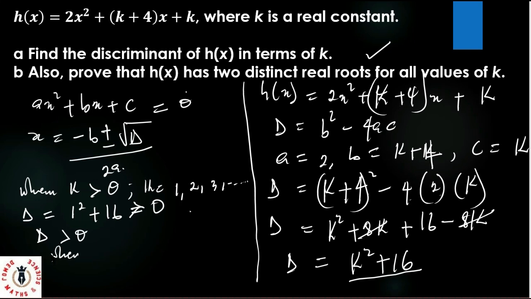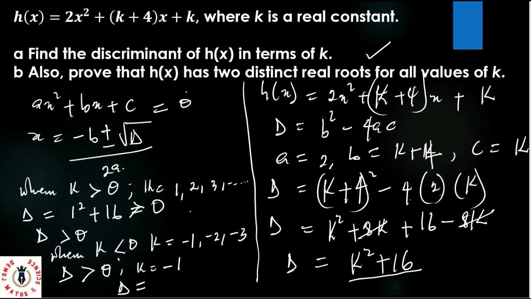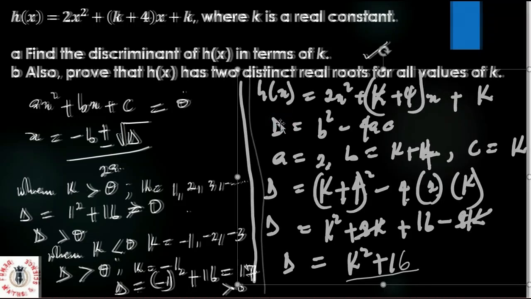Now, when k is less than 0, that is, when k is probably minus 1, minus 2, minus 3, my d again will always be greater than 0. Because if k is equal to minus 1, as an example, my d will be minus 1 all squared plus 16, which is equal to 17, still greater than 0. So as long as d is greater than 0, I must have two distinct roots. That's one of our proofs. That was one of the conditions in the first session.